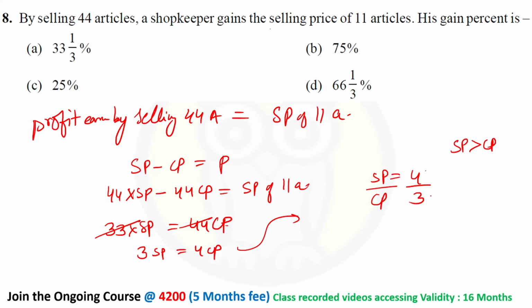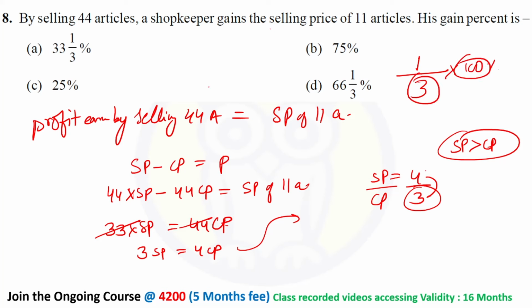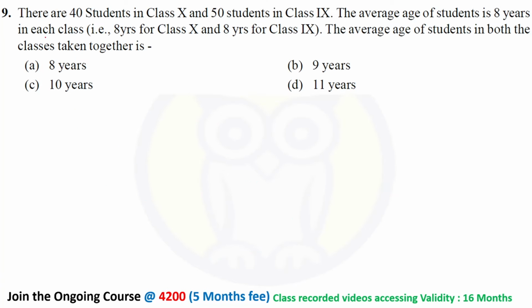Here SP is greater than CP, true. It means that there is a gain. Gain percent: exactly, gain is SP minus CP, which means 4 minus 3 is 1, divided by CP, which is 3, into 100%. So 100 divided by 3 is 33 1/3%.